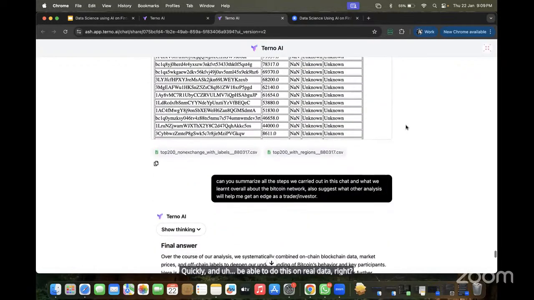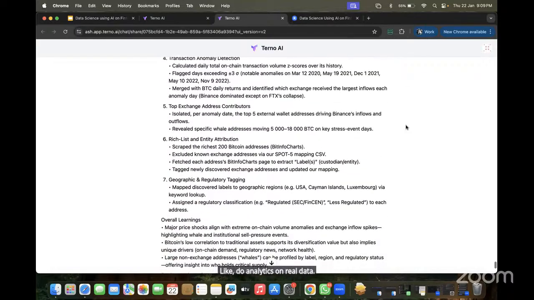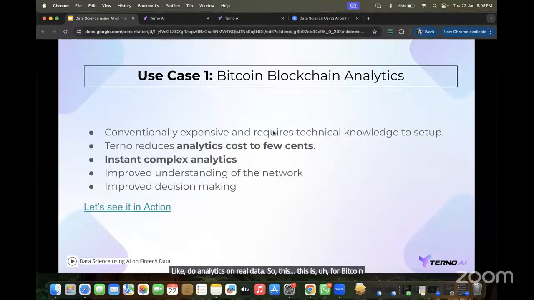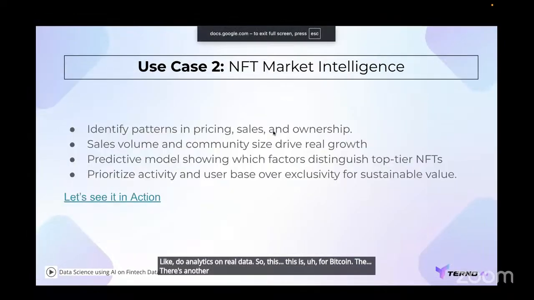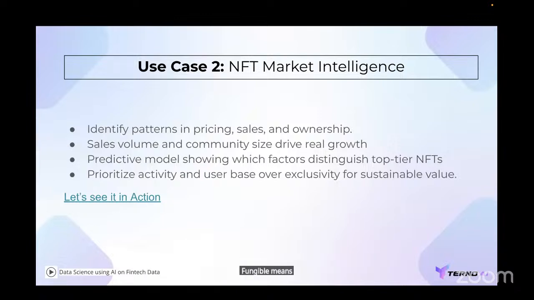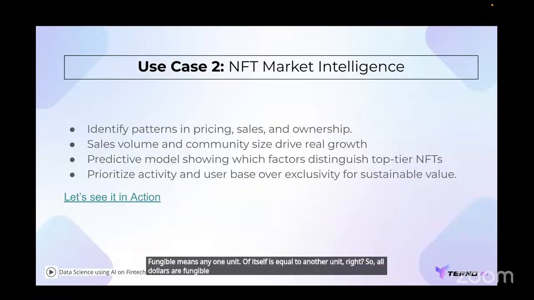Right, do analytics on real data. So this is for Bitcoin. Then there's another use case similar to this, which is on NFT market intelligence. If you guys remember, NFT stands for non-fungible tokens. Fungible means any one unit of itself is equal to another unit. So all dollars are fungible and all artwork is non-fungible, which basically means that one unit is not equal to another. So both are different, right?